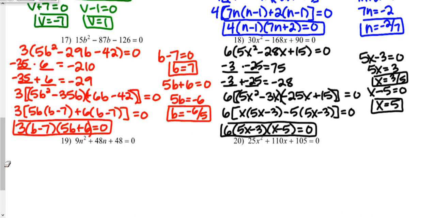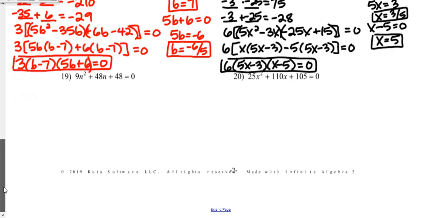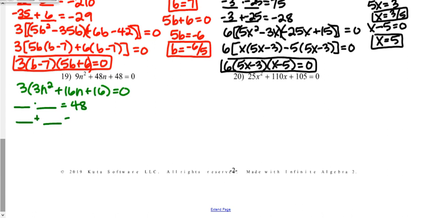And then moving on to number 19. So look for a greatest common factor. So they're all divisible by 3. Still can't use the shortcut. A is still not 1. So our numbers here would be 12 and 4.